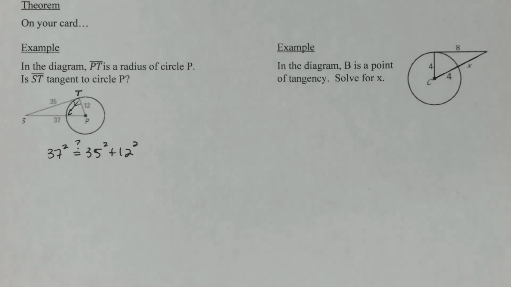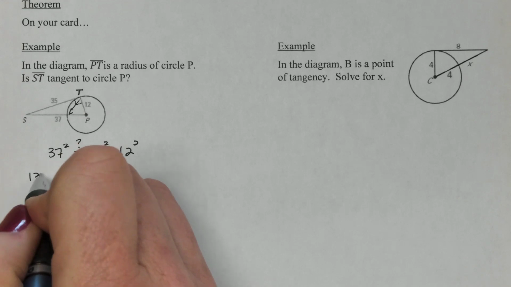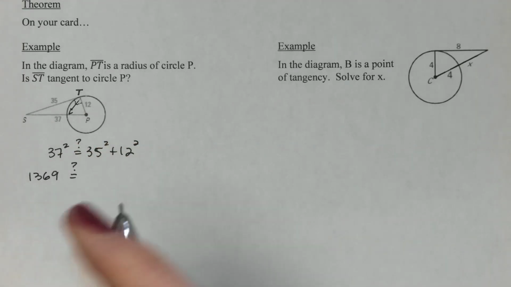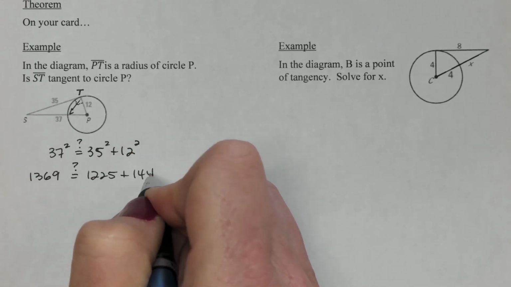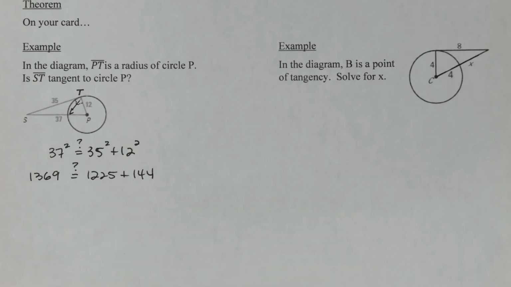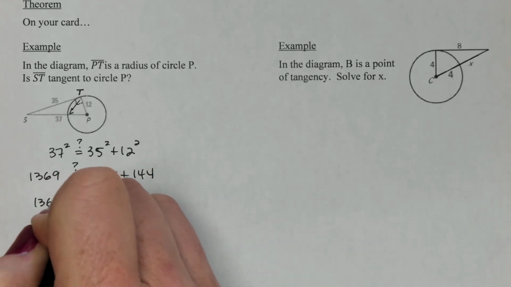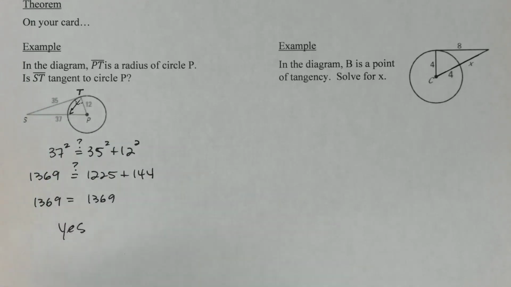And now we're just going to check both sides. So 37 squared gives me about 1369, still with a question mark. 35 squared is 1225, and 12 squared is 144. So adding those two together gives me a total of 1369. So they are equal. So since Pythagorean's theorem works, this is a yes, that ST is tangent to circle P.